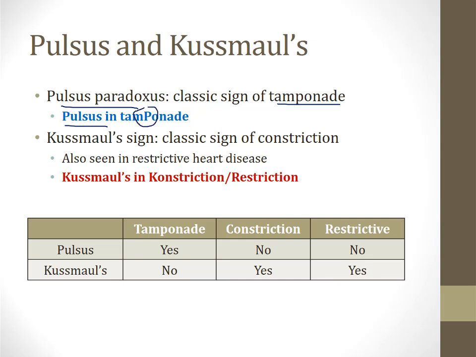The P is for pulsus. Kussmaul's sign is a classic sign of pericardial constriction. It's also seen in restrictive heart disease, so you can remember that you see Kussmaul's sign in constriction restriction. And I've made a table on the bottom of the screen summarizing pulsus and Kussmaul's. You see pulsus in tamponade, but usually not in constriction or restriction. You see Kussmaul's in constriction and restriction, but usually not in tamponade.